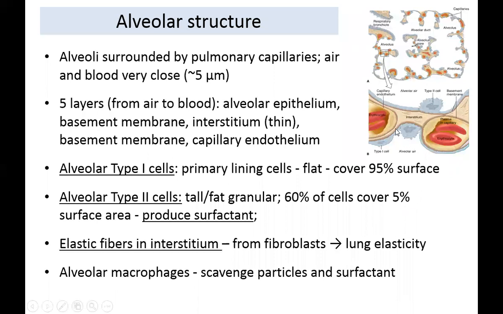In the interstitium here, there's fibroblasts, but this is also where the elastic fibers are. And this is what gives the lung its elasticity. We'll talk a bit more about that. And there are resident macrophages down here. So these scavenge particles and bacteria that do get down into the alveoli.